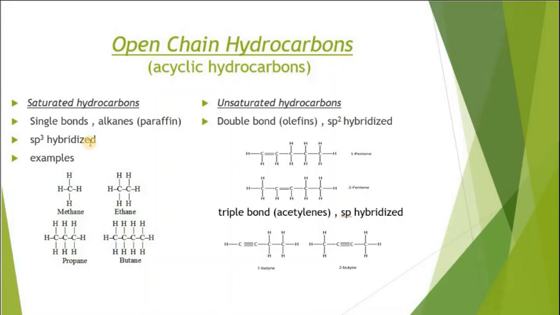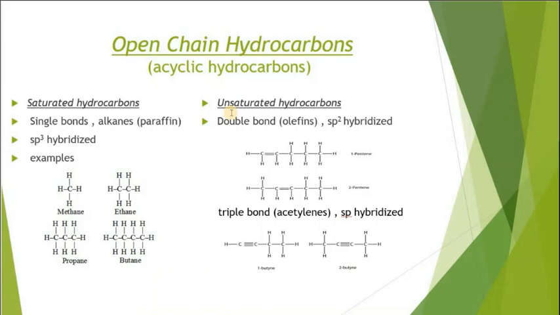All of the carbon atoms will be sp3 hybridized. Examples are methane, ethane, a 2-carbon compound, propane, a 3-carbon compound, and butane, a 4-carbon compound. As you can see, in all of them, carbon atoms are linked with carbon atoms and with the hydrogens through single bonds only. And the hybridization of carbon, when it is attached with 4 single bonds with something else, is sp3 hybridization.